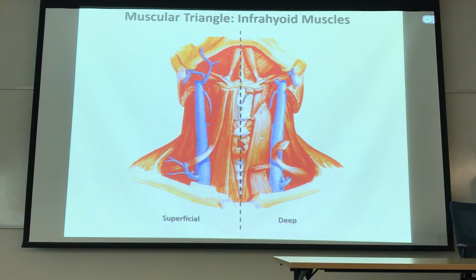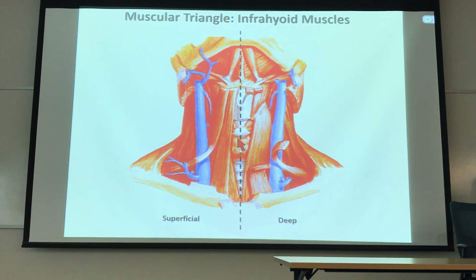So these two tend to be what we think of as being deep, and these two are what we think about being superficial. These two should be easy to see. These are a little bit more difficult. Some of the models you can see sternothyroid pretty easily. This is the one that's a little bit more difficult to see.